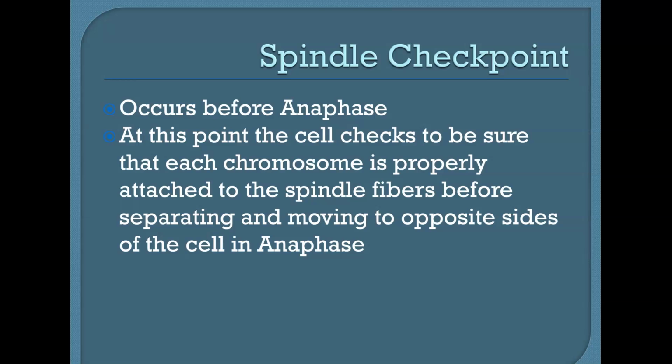And then our last checkpoint is going to occur before anaphase within mitosis. During metaphase, we're going to check and make sure that the chromosomes are lined up properly, attached to their spindle fibers before they can separate. If that didn't happen, say one of our chromosomes was off center, when we moved on to anaphase we would see a difference in our cells, and that would make for a lot of problems if the wrong amount of chromosomes move to one side or the other.